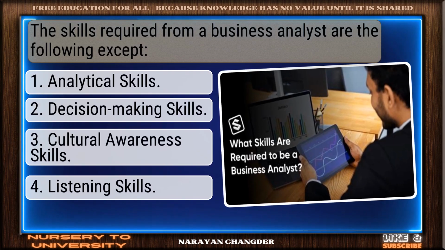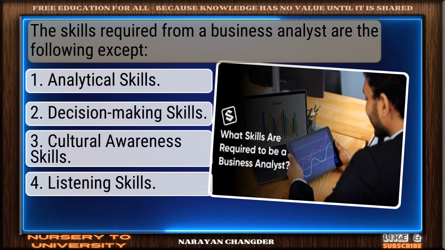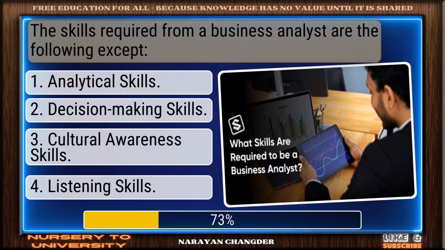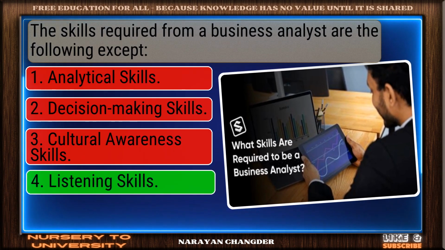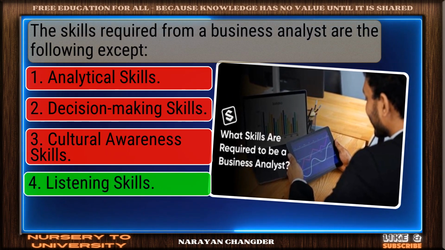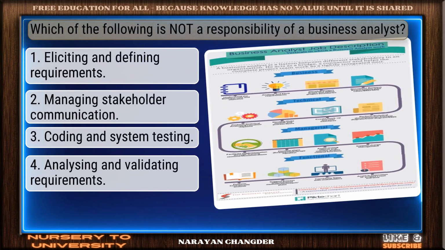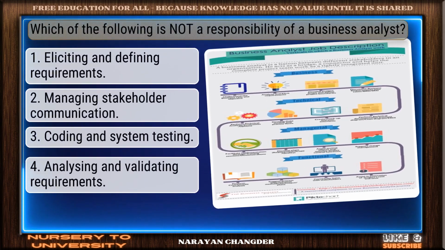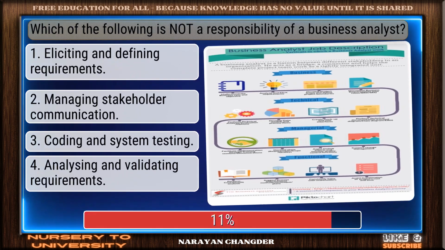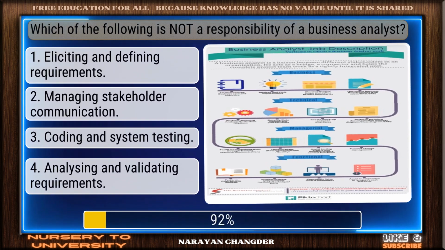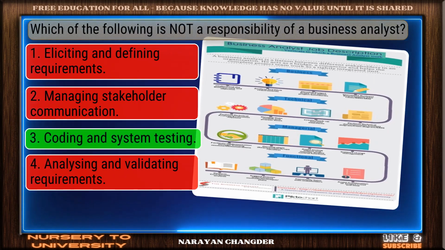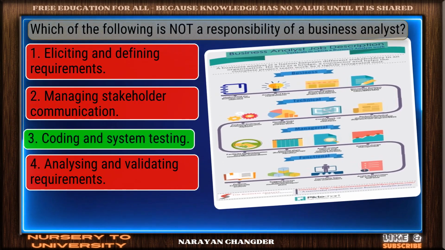Question number 23. The skills required from a business analyst are the following except. Well done. Listening skills is the right choice. Question number 24. Which of the following is not a responsibility of a business analyst? Excellent. Coding and system testing is a brilliant choice.